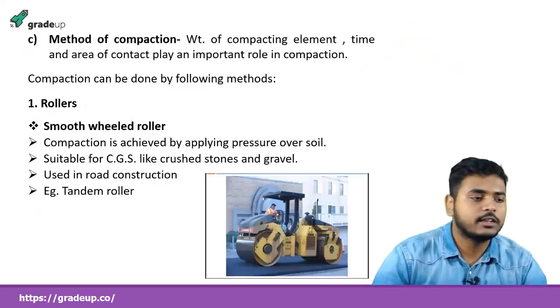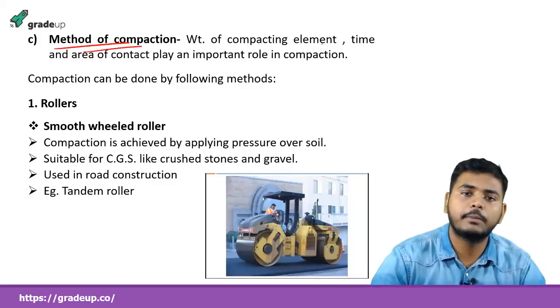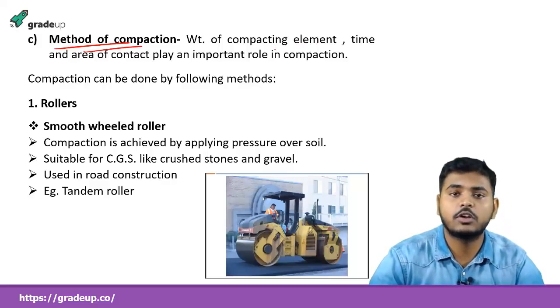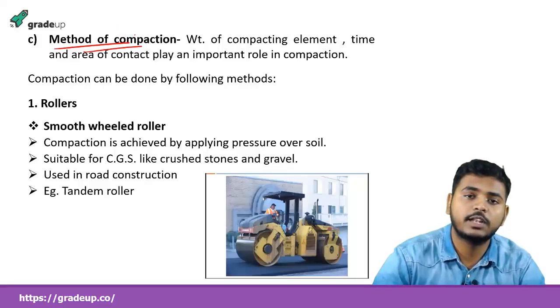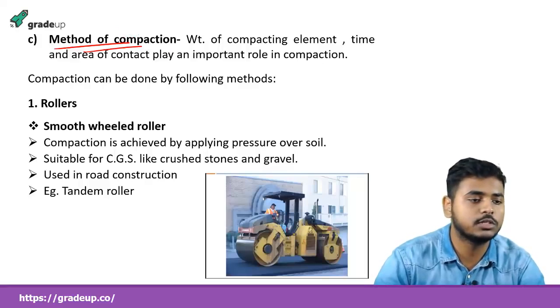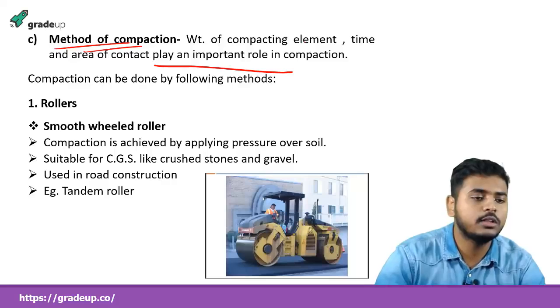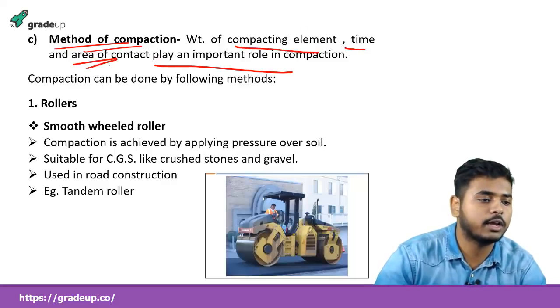And the third factor is the method of compaction. That is, for how much time we are applying the compactive effort, the compactive instrument which is being used for compaction, and the area of contact between the surface of the soil and the compactive instrument. All these play an important role in compaction: the compacting element, time, and area of contact.